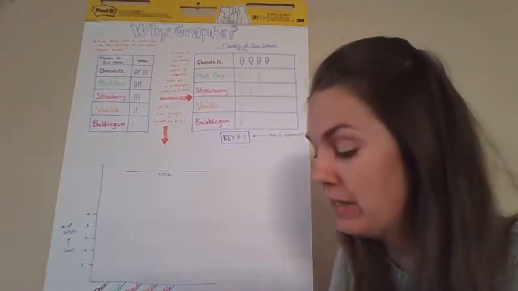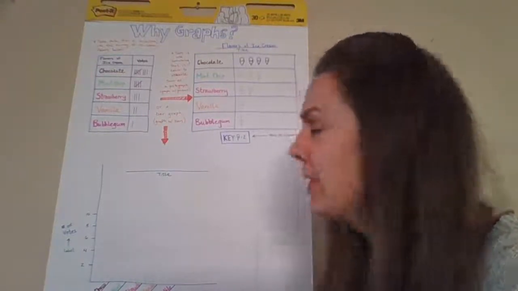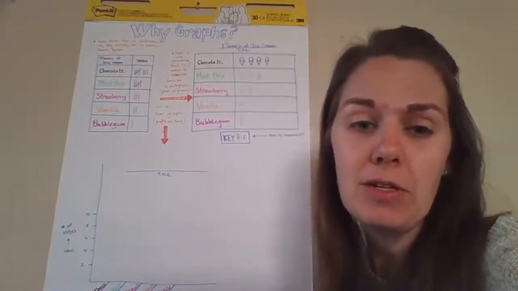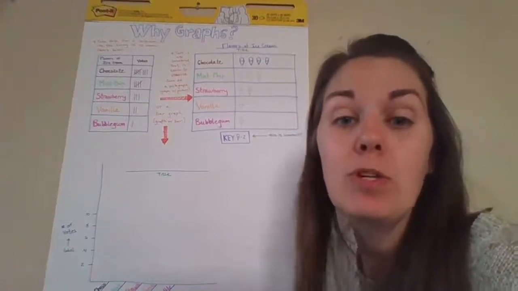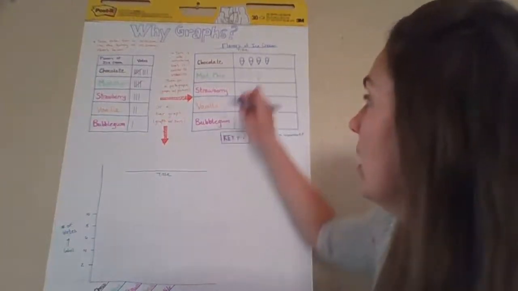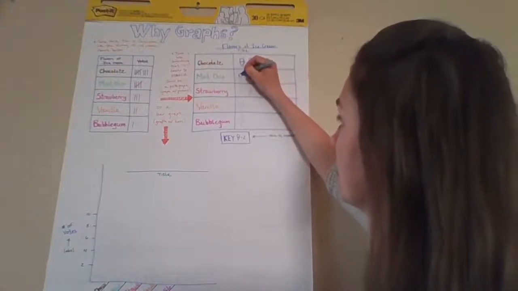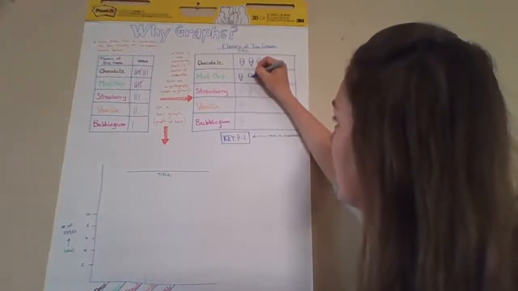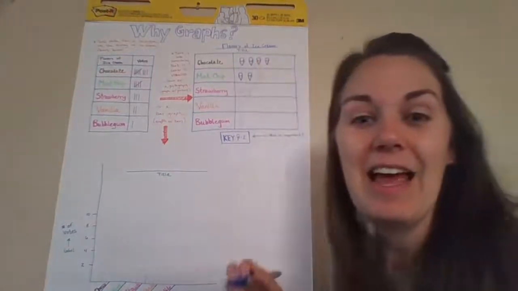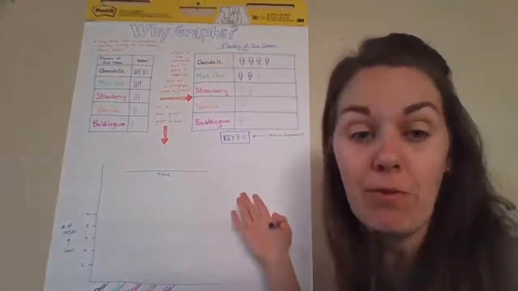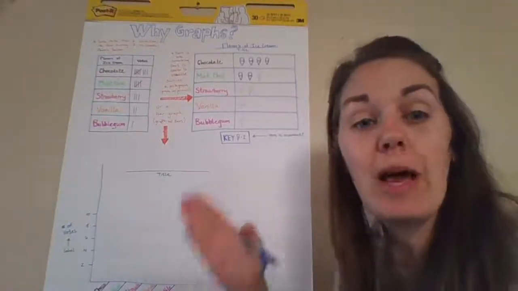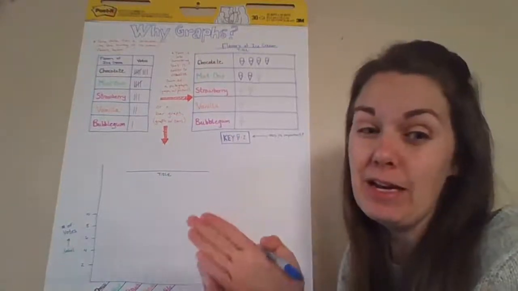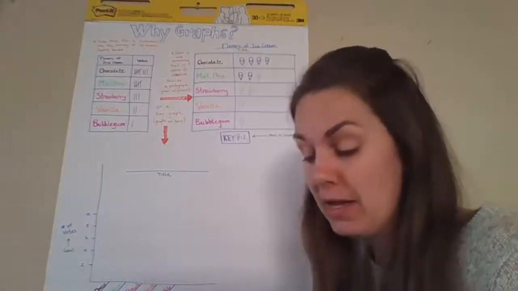So now it gets a little bit tricky because if each ice cream represents 2, then I need to figure out a way to do half an ice cream, which would represent 1. So I have 2, 4, and then so I have 4 ice creams, but I need 5. So I'm going to do a half of an ice cream because if each ice cream represents 2, if I cut it in half, half of 2 would be 1.